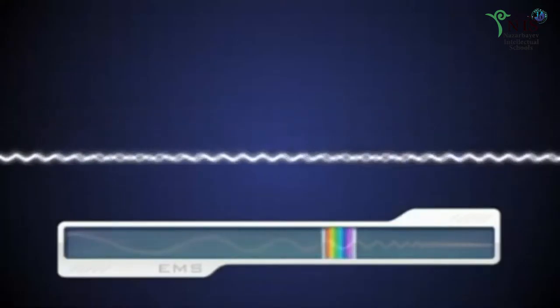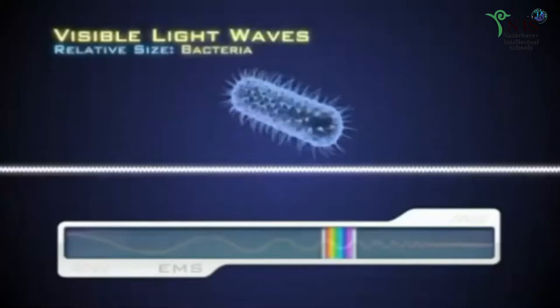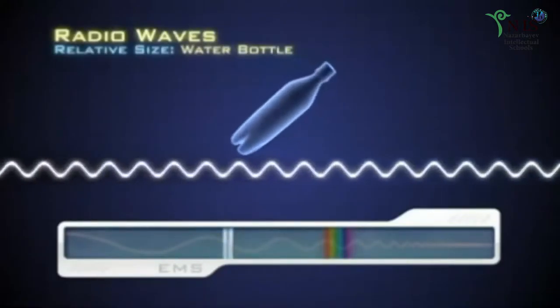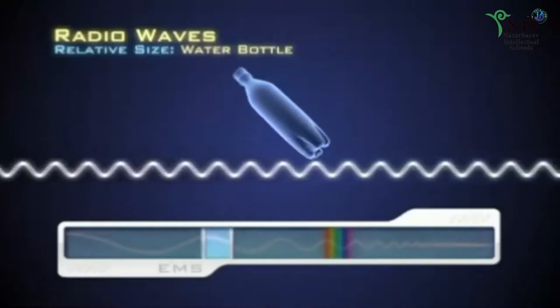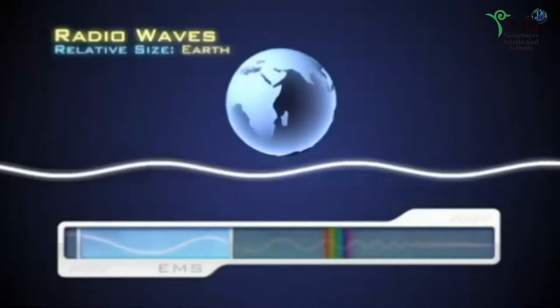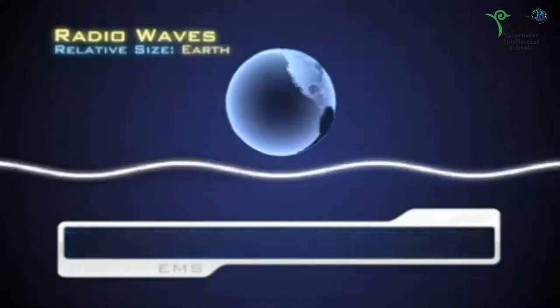While visible light is measured in minute fractions of an inch, radio waves vary from about 19 centimeters, about the length of a water bottle, to waves the length of cars, ships, mountains, all the way up to monstrous waves longer than the diameter of our planet.